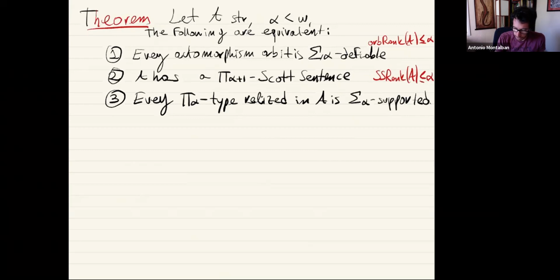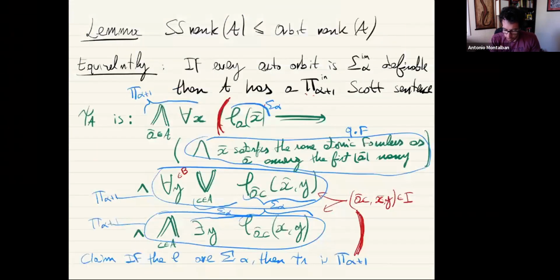No. Let's look at what is easy from here. So 1 implies 2. We did this one already. Done. Let me look it up so you guys can see it. That's that one. If every orbit is sigma alpha definable, then A has a Scott sentence that is pi alpha plus 1. We did it on Tuesday.